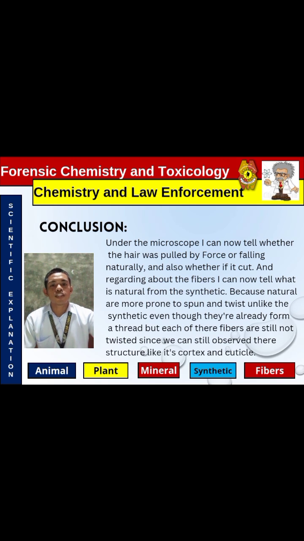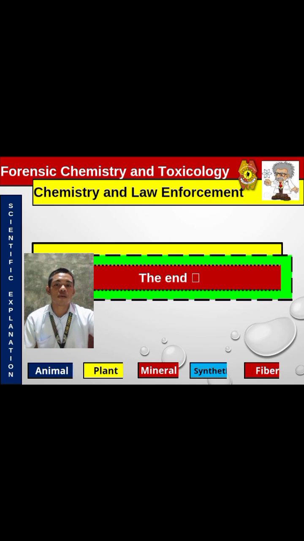or fell naturally. And also whether it was cut, and regarding the fibers, I can now tell what is natural from the synthetic. Because natural fibers are more prone to spin and twist unlike the synthetic, even though they already form a thread, each of these fibers are still not twisted, since we can still observe their structure like its cortex and cuticle. That would end our hair and fiber analysis.